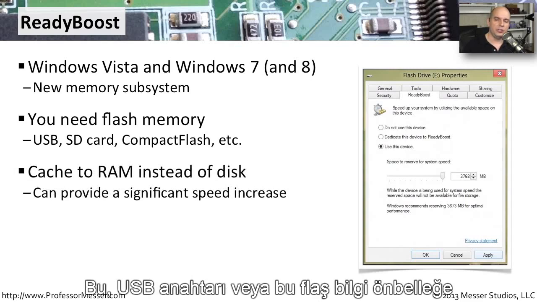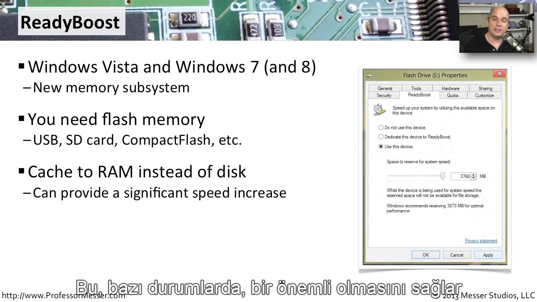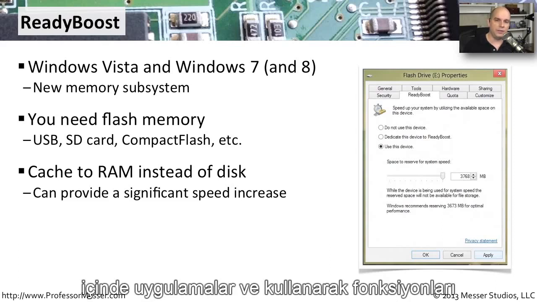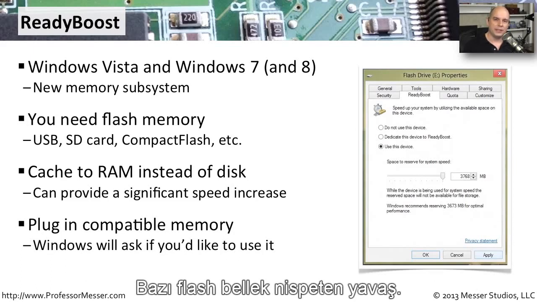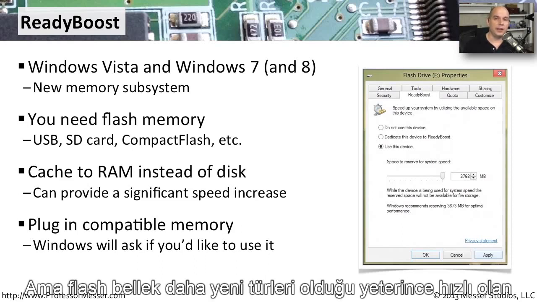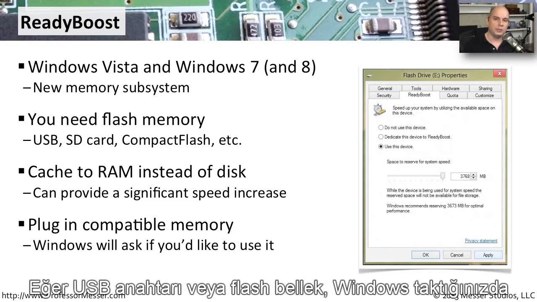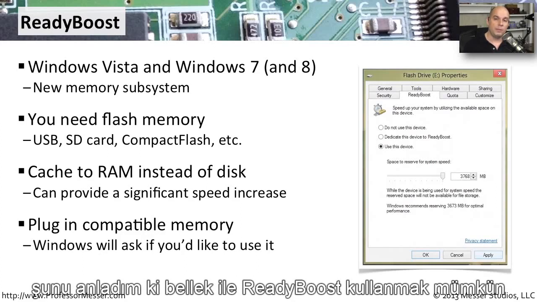This is caching information to this USB key or to this flash memory instead of caching it to the much slower disk. This allows you to have, in some cases, a significant speed increase, especially when launching certain applications and using functions within the application. However, you have to be sure that you're using the right kind of memory. Some flash memory is relatively slow, but newer types of flash memory are fast enough to be able to use with the ReadyBoost technology. When you plug in your USB key or your flash memory, Windows will recognize this and it will ask you if you would like to be able to use ReadyBoost with the memory that you've just plugged into your computer.